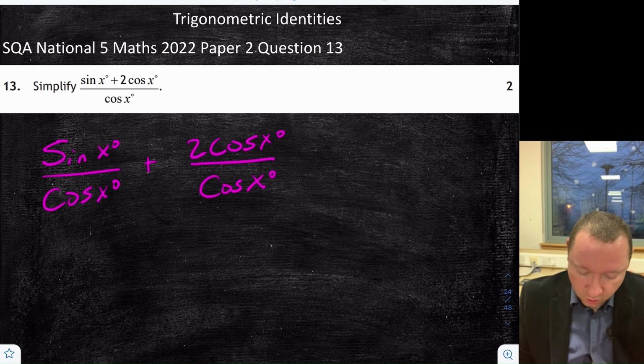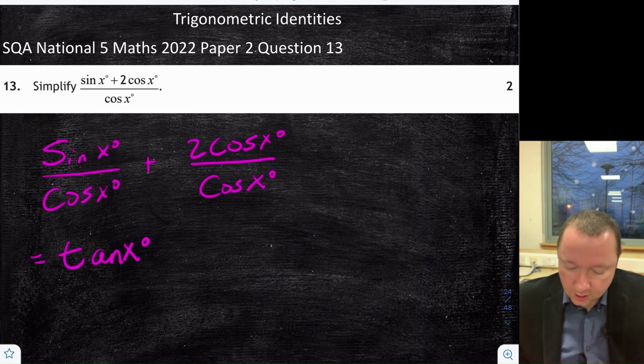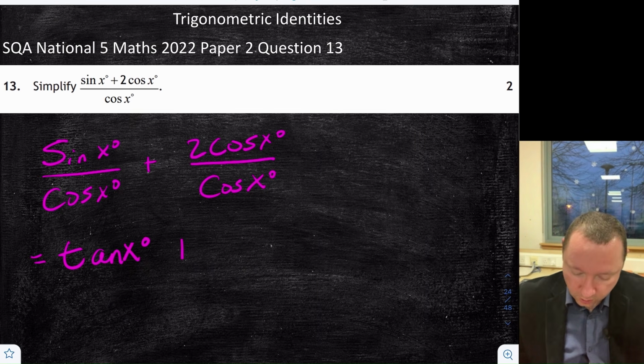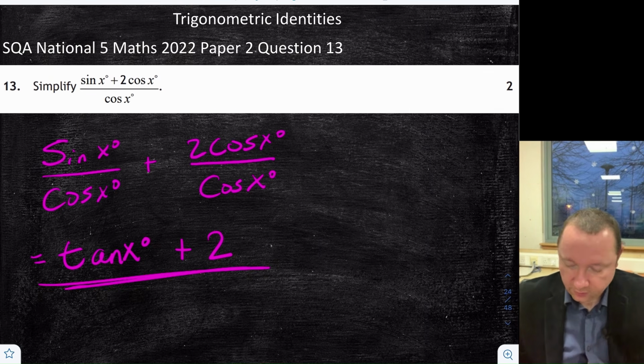Sine x divided by cos x we know equals tan x. Cos x divided by cos x, well, that just simplifies to 1, that we cancel, so I've got plus 2 left over for our final answer.